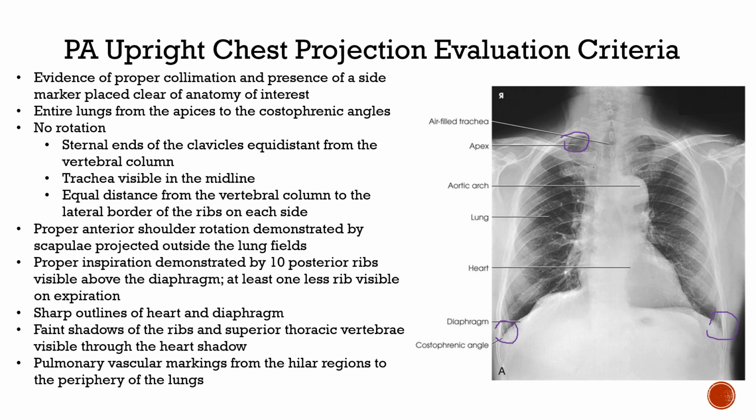You want to make sure we have no rotation, which is shown by the sternal ends of the clavicles being equidistant from the vertebral column, or SC joints equal on both sides. And we can also see that we have the scapula out of the lung field, so we have rotated our shoulders forward and gotten those scapula out of the lung fields.